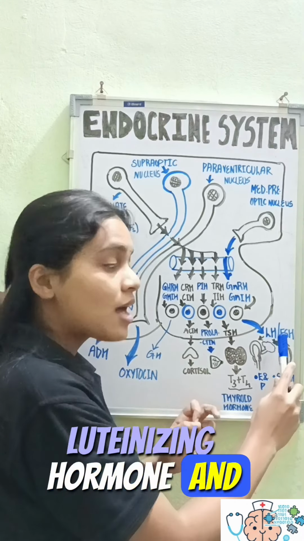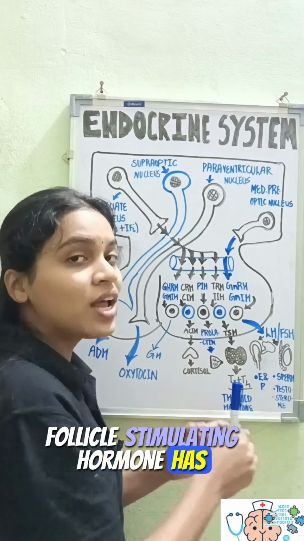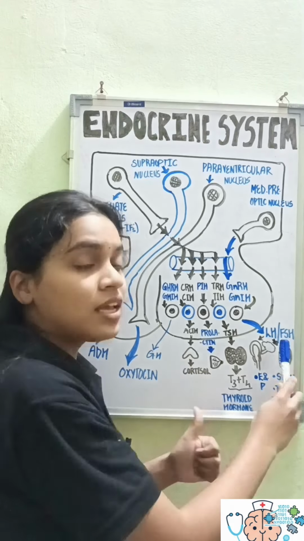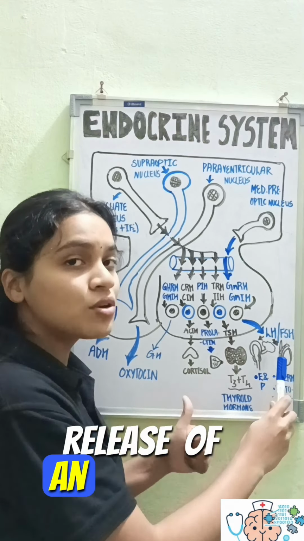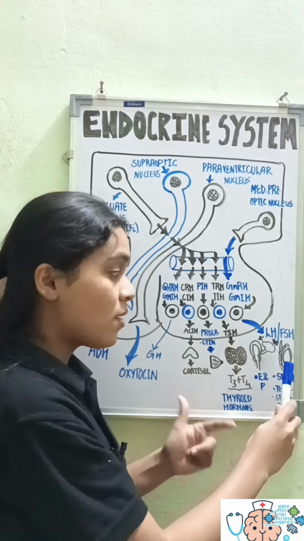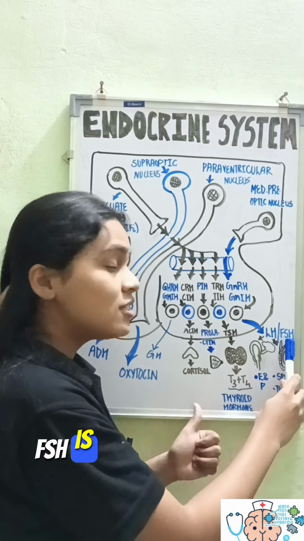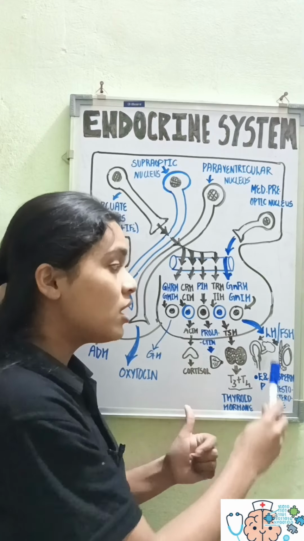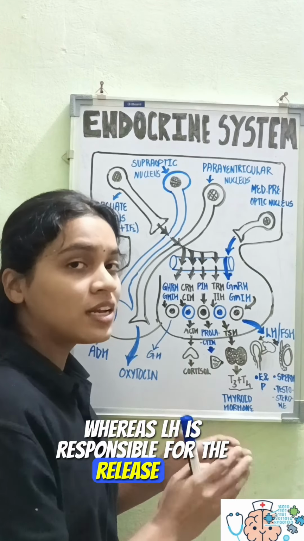Now this luteinizing hormone and follicle stimulating hormone have different functions in males and females. In females, FSH is responsible for the release of estrogen, whereas LH is responsible for the release of progesterone. Whereas in males, FSH is responsible for sperm production, whereas LH is responsible for the release of testosterone.